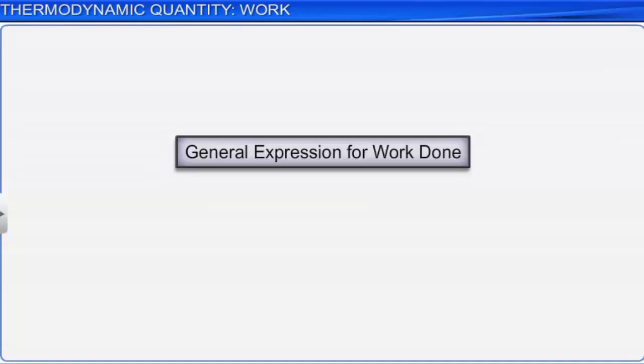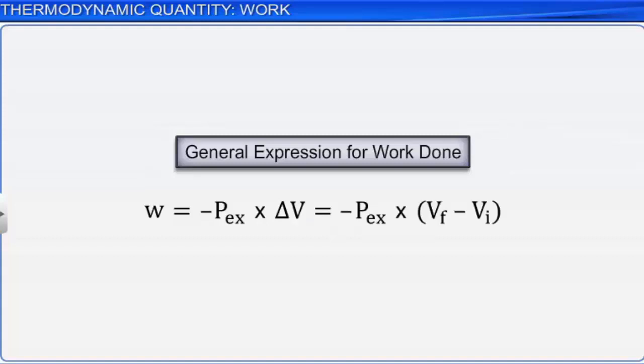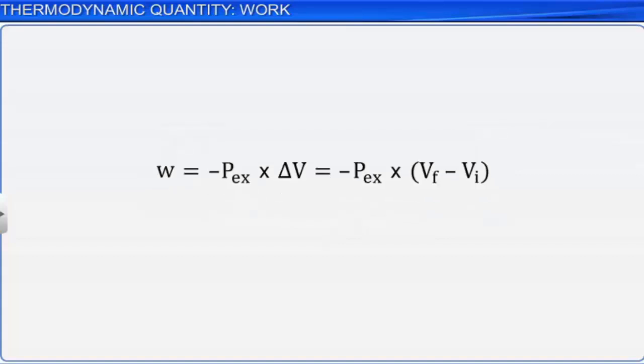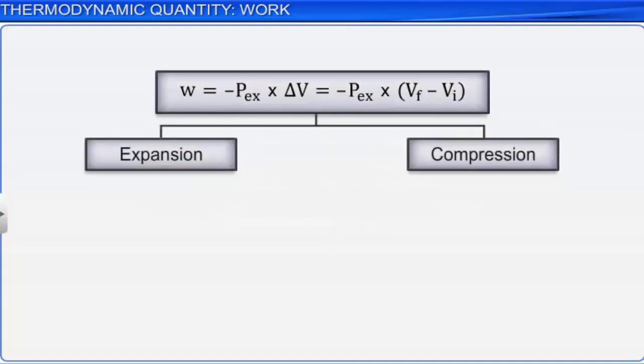Therefore, the general expression for work done is written as W equals minus external pressure P_ex multiplied by change in volume ΔV, which is equal to minus external pressure P_ex multiplied by final volume V_f minus initial volume V_i. The expression of work applies for both expansion and compression of a gas.